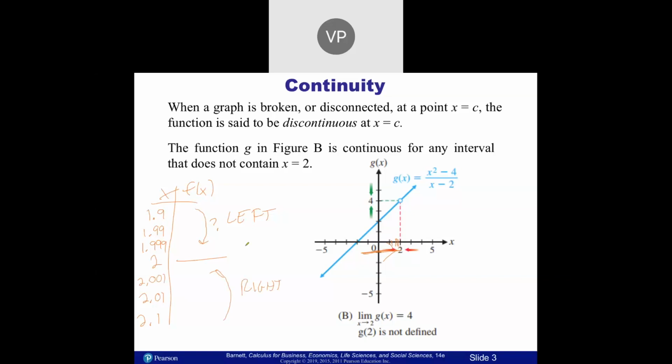And again, what is the pattern? Hopefully they're both going there. And if you try this out, you'll find both values are going to get closer and closer to the y value of 4. That's how you know that's your limit. Okay? Now we go to another picture that we've kind of dealt with in the beginning here.